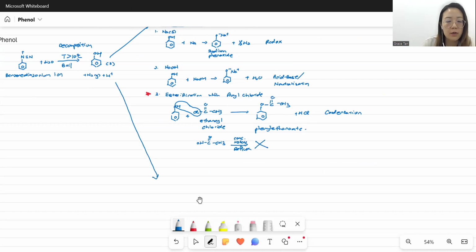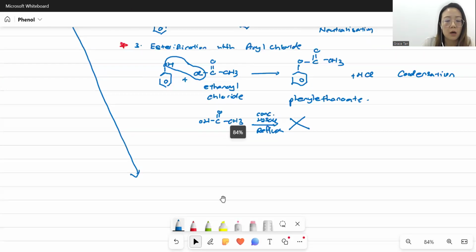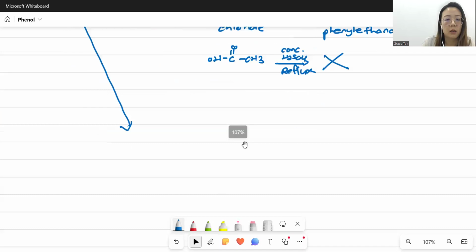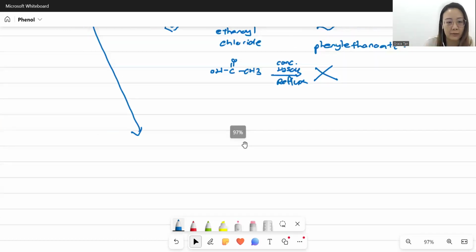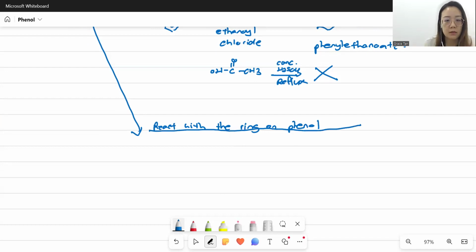Now we're going to talk about part two, which is what are the reactions on the ring. So we want to react with the ring on the phenol. You cannot touch the OH part. You only can touch the ring. Now, if you want to react with the ring on the phenol, that means it's just like your normal benzene reaction. We learned that there are four reactions of benzene.